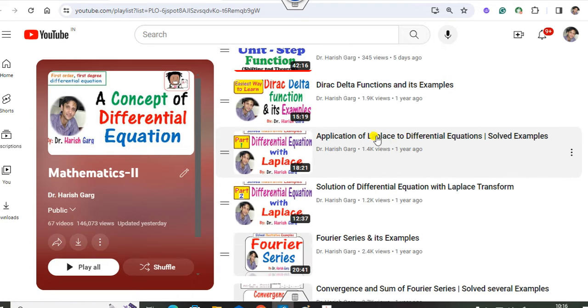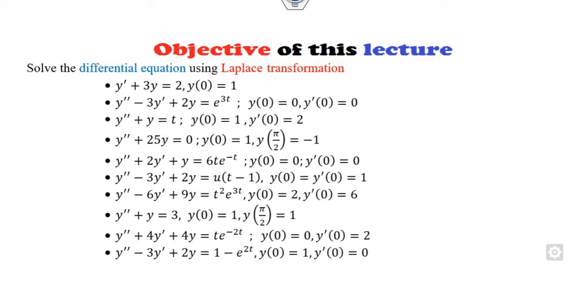The theory part of today's lecture is covered in this video. So let's start. The objective of this lecture is to see how you can solve differential equations with the help of the Laplace transformation. If you look closely at all these differential equations, we need the derivative of the Laplace here. How can you find the derivative of this function?